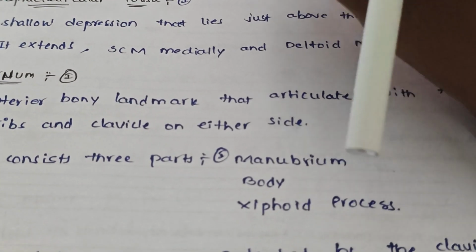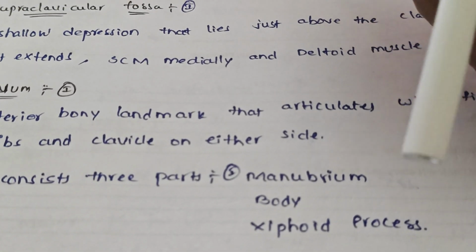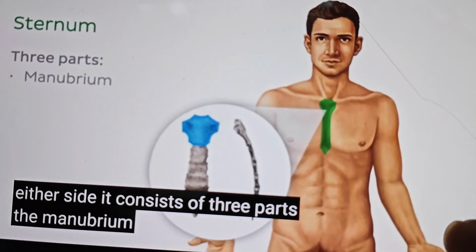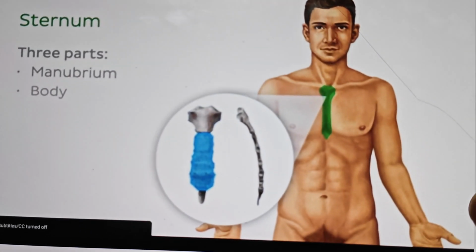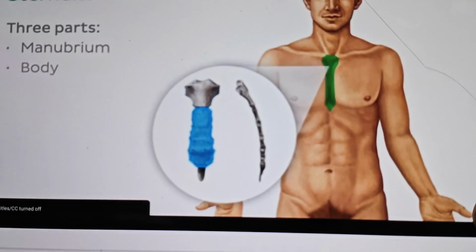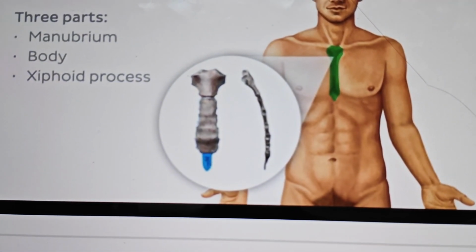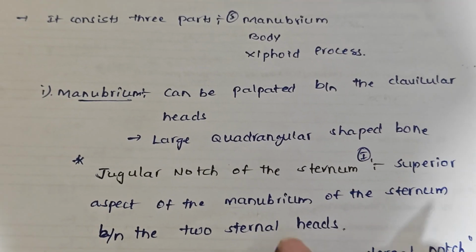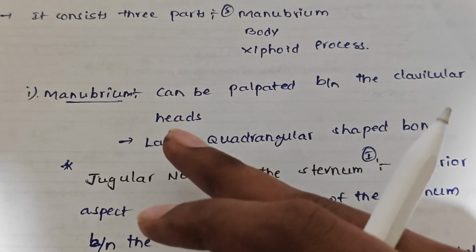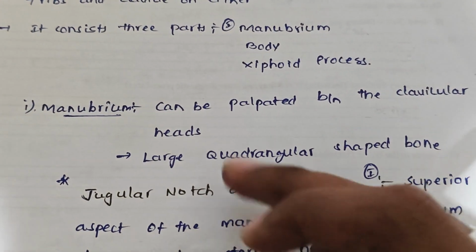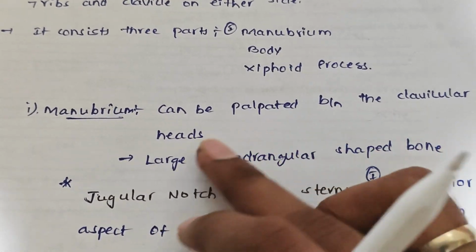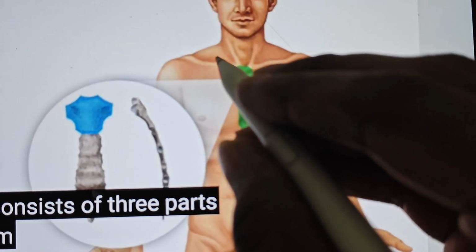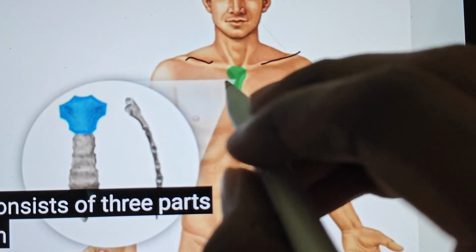I will show their pictures. The upper one is the manubrium. The middle one is the body, and the inferior one is the xiphoid process. Now points to remember in sternum. Firstly, manubrium. It is located superiorly. It can be palpated between the clavicular heads. You can see these two, this one is a clavicle, this one is another clavicle.